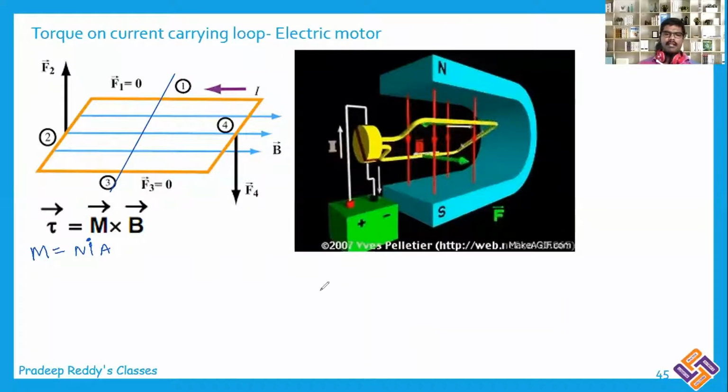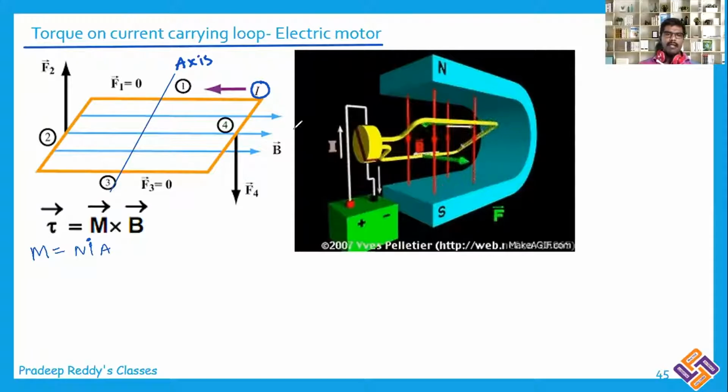Now let us calculate torque on a current carrying loop and the principle of an electric motor. This is the axis of rotation. You are taking a loop, a current carrying loop in which current I is passing through. This is segment 1, 2, 3 and 4. For this square loop there are 4 segments.